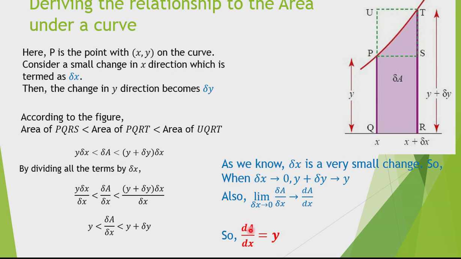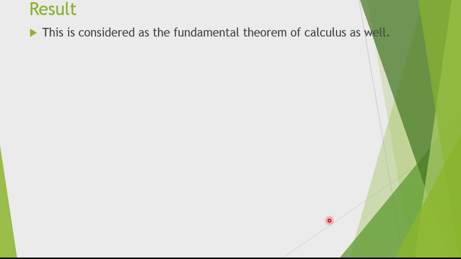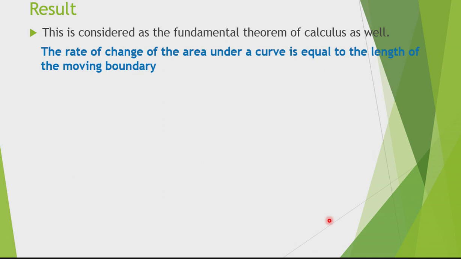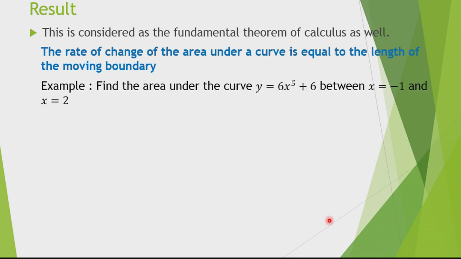What does it mean? The rate of change of area with respect to x is equal to the function. So we are done with the derivation. That means when you integrate the given function, you can find out the area under the curve, right? So my final result, I consider it like this: the rate of change of the area under the curve is equal to the length of the moving boundary, that means the function.